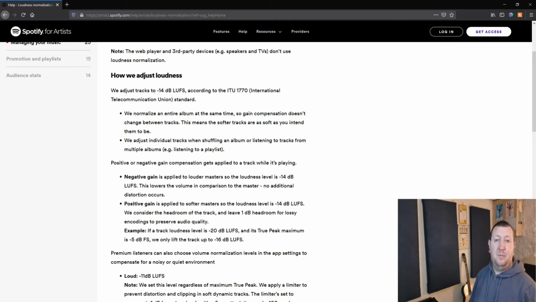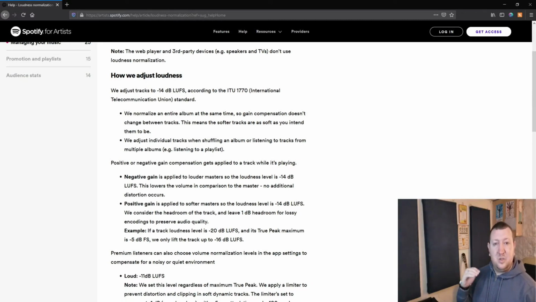And this is very important. Why is it very important? Because this is where the levels will fluctuate between how you listen to the tracks on your streaming platforms. This is not new, but -14 LUFS is not set in stone, and this is something I want people to understand. It's their target figure that they recommend.